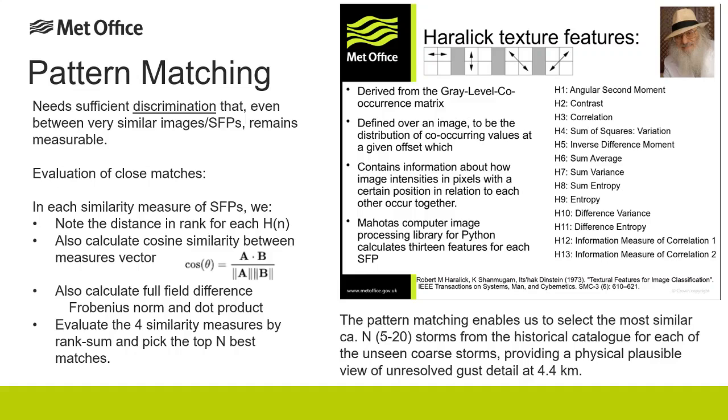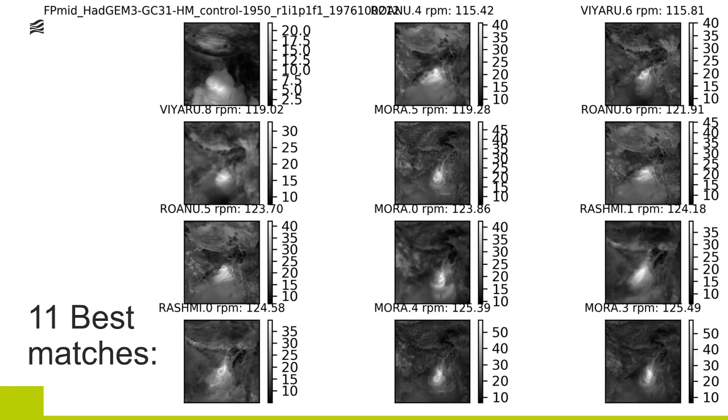Evaluating the similarity between images is not trivial. That's why we use the 4 measures. That yields the pattern matching, enabling us to select the most similar, say 5 to 20 storms from the historical catalogue for each of the unseen core storms, providing a physically plausible view of unresolved gust detail at 4.4 kilometers. And this is an example.